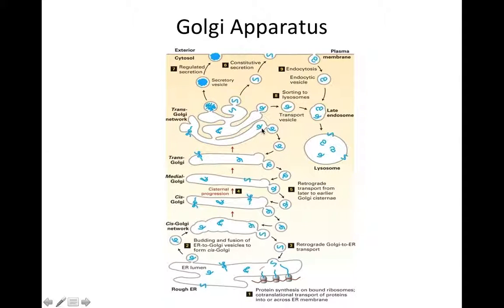Okay? And then ultimately, the vesicles will leave the Golgi apparatus and, with our insulin example, the vesicle will be taken to the plasma membrane where it fuses, in hopes to release that insulin, or that protein, out of the cell.